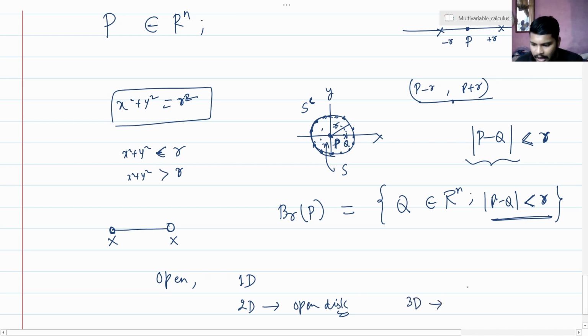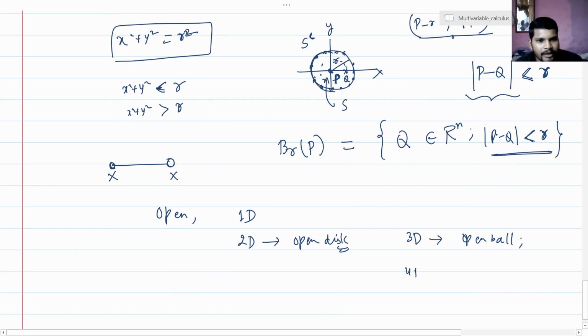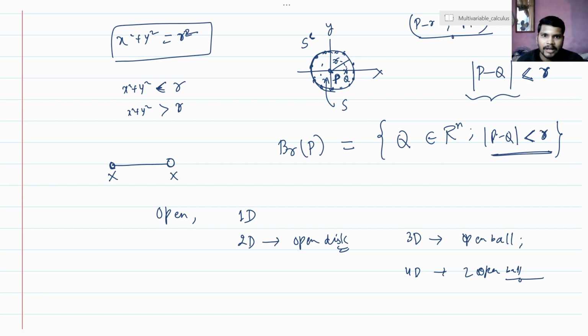And in 3D, we can call it an open ball. In 4D, it will become open balls and so on. So the name will differ. If you are excluding the boundary, then you are entering an open set. An open set does not include the boundary. So over here, it is not an open set, it is becoming a closed set. Over here, it's an open set.